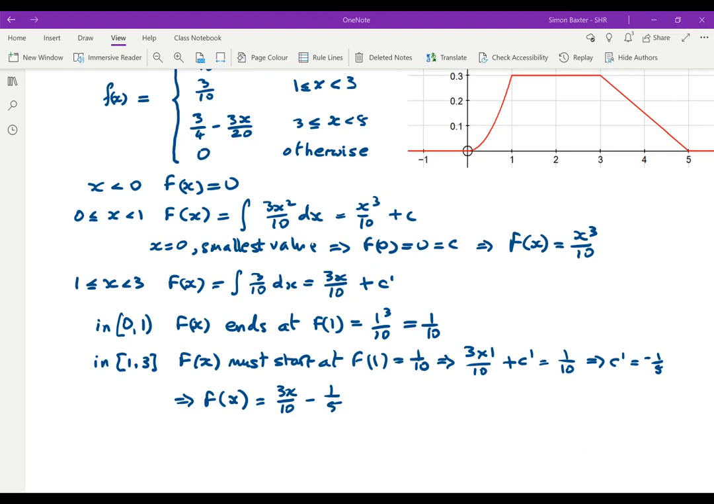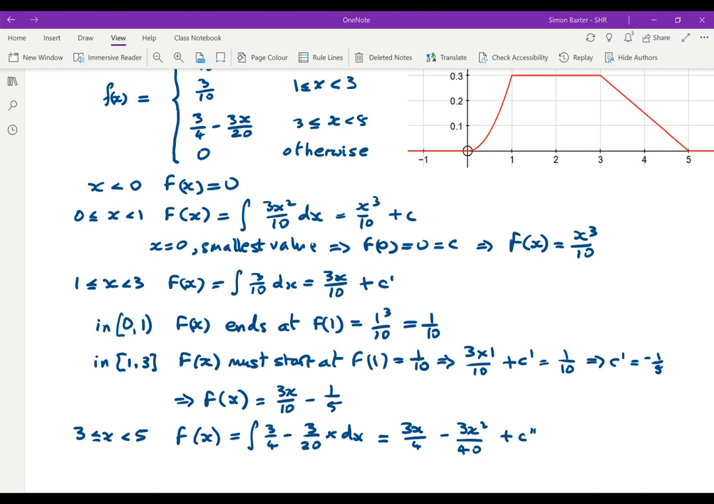In the last interval, which is still just at the top of the page, 3 less than or equal to x less than 5, F of x, capital F of x, is still the integral of little f of x, which is the integral of 3/4 minus 3 over 20x. That is 3x over 4 minus 3x squared divided by 2 over 40 plus c double dashed.